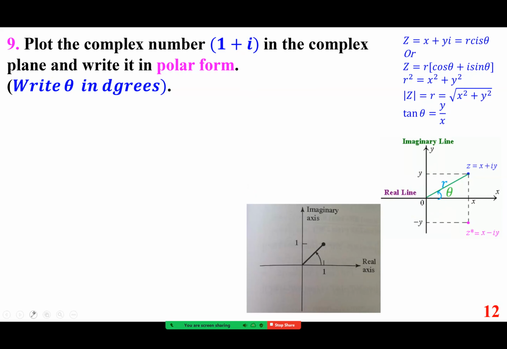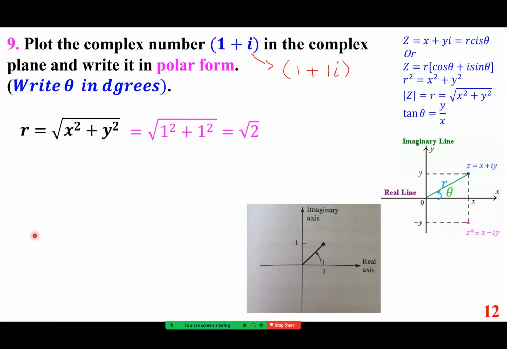So let me just actually write this number in it. So this means 1 plus 1i, okay? I want to make sure that we understand. And so r is the square root of x squared plus y squared. So we're going to add 1 squared and 1 squared. That gives us 2, and r becomes square root of 2. So that's the graph, that's the r. We want to find tangent theta, which is y over x. 1 over 1 is 1, and it's in the first quadrant. Theta becomes pi over 4 or 45 degrees.